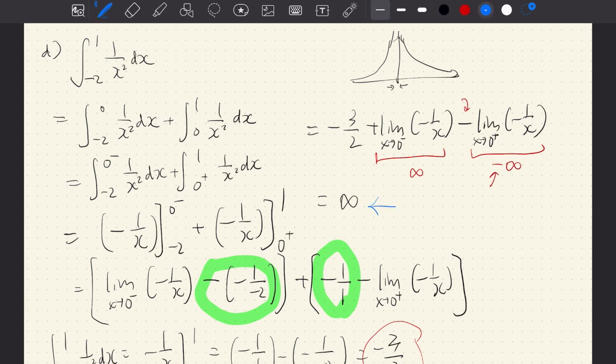That means that from negative 2 to 1, basically both these areas actually go to infinity. So the integral here goes to infinity. Now let's look at E.